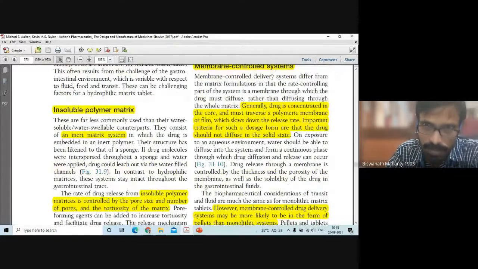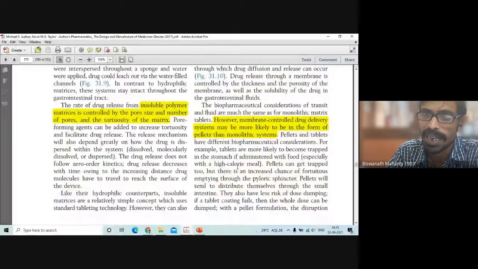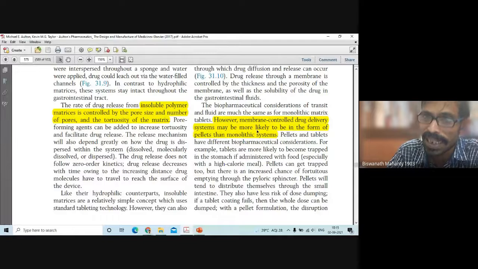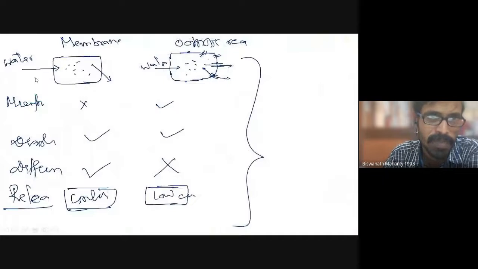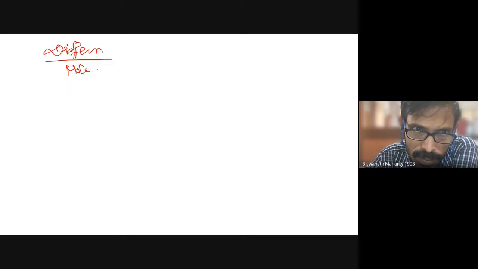Now, in case of membrane control, I am studying that the membrane-controlled drug delivery system is more likely to be in the form of pellets than a monolithic system. I will speak on that for 2-3 minutes. In case of membrane, there is something new you need to understand. Membrane is understood, diffusion is the controller. But then we are talking about monolithic versus particle.